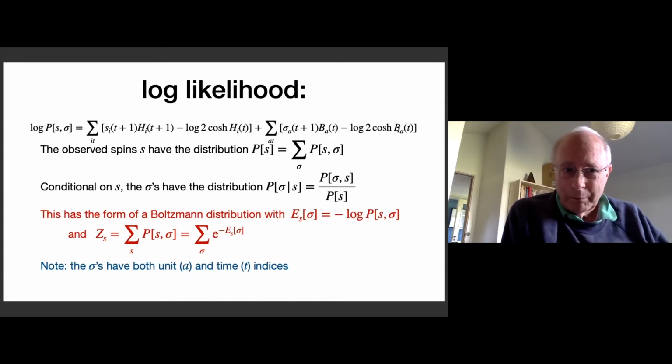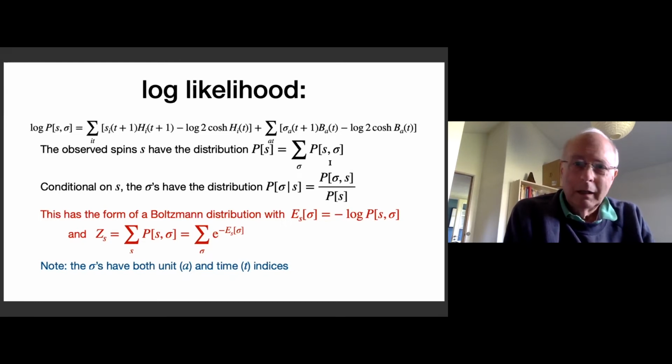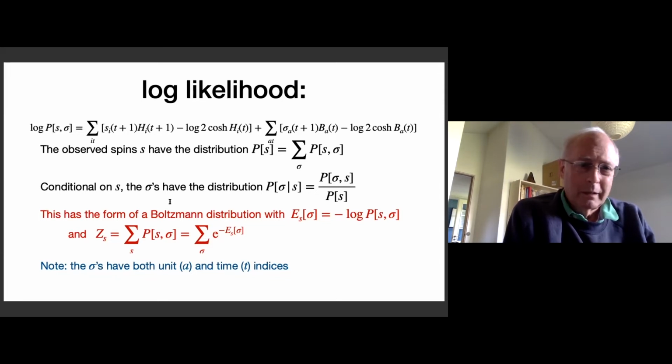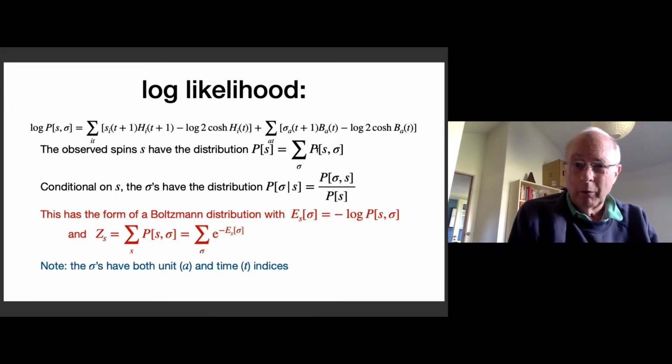Now, we want to do our inference problem again, but we've only measured the S's, not the sigmas. So for the distribution, you just marginalize out the sigmas: you sum over the joint probability, which is what's up here, over the values of the sigmas. Or another way, you can say this is the conditional probability of the sigmas given the observations we've made, which from Bayes' rule is just the joint probability divided by the probability of the S's. And the probability of the S's is just what we have here.